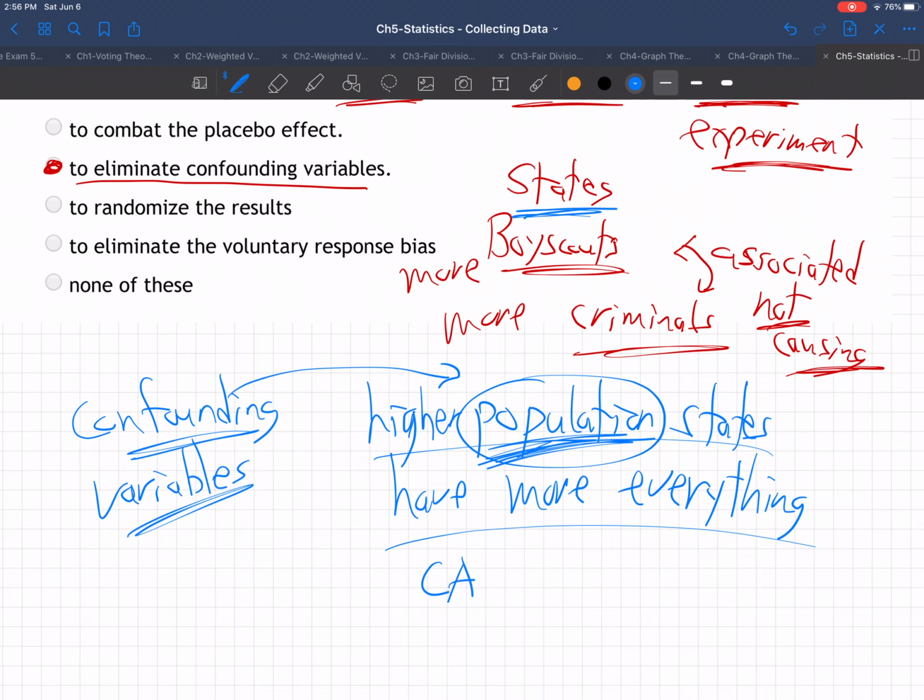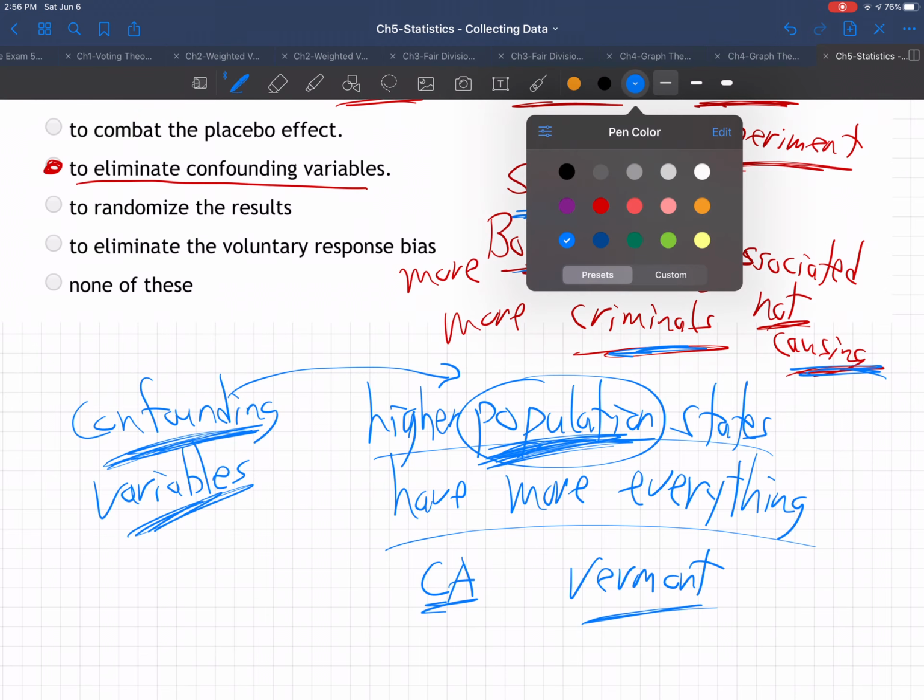California, which has more population, has more Boy Scouts and more criminals. Vermont, which has a smaller population, has fewer Boy Scouts and fewer criminals. It doesn't mean Boy Scouts are causing criminals. Just because states with more Boy Scouts also have more criminals 10 years later doesn't mean Boy Scouts are producing criminals. It's not causation like that, because population is a confounding variable. That's what tricks us. States with higher populations have more of everything, so it makes it look like Boy Scouts are causing criminals. It confounds us. Population is a confounding variable.